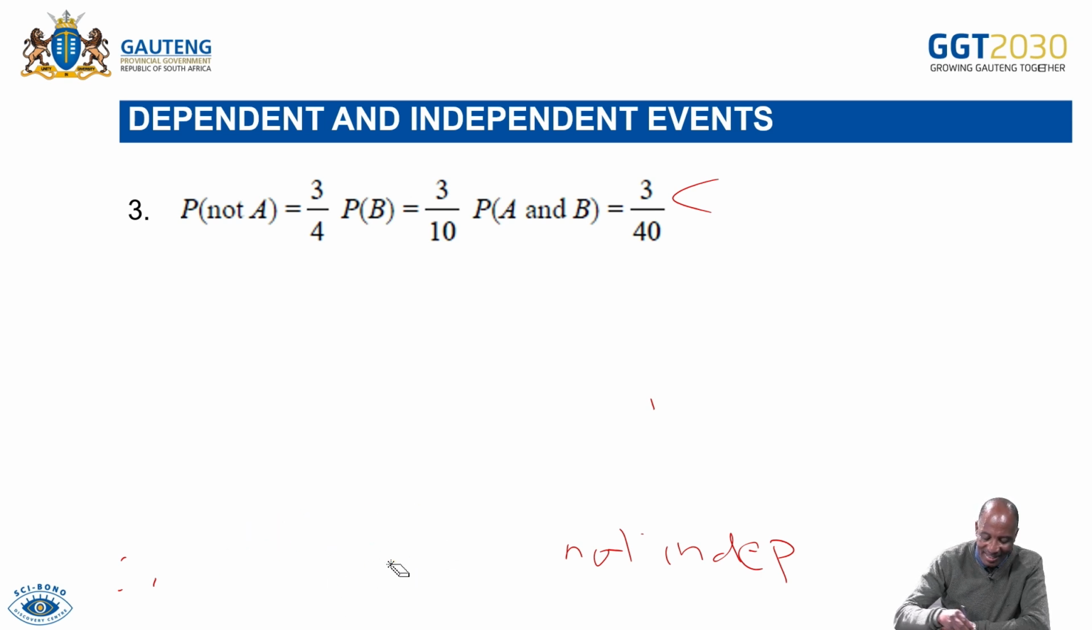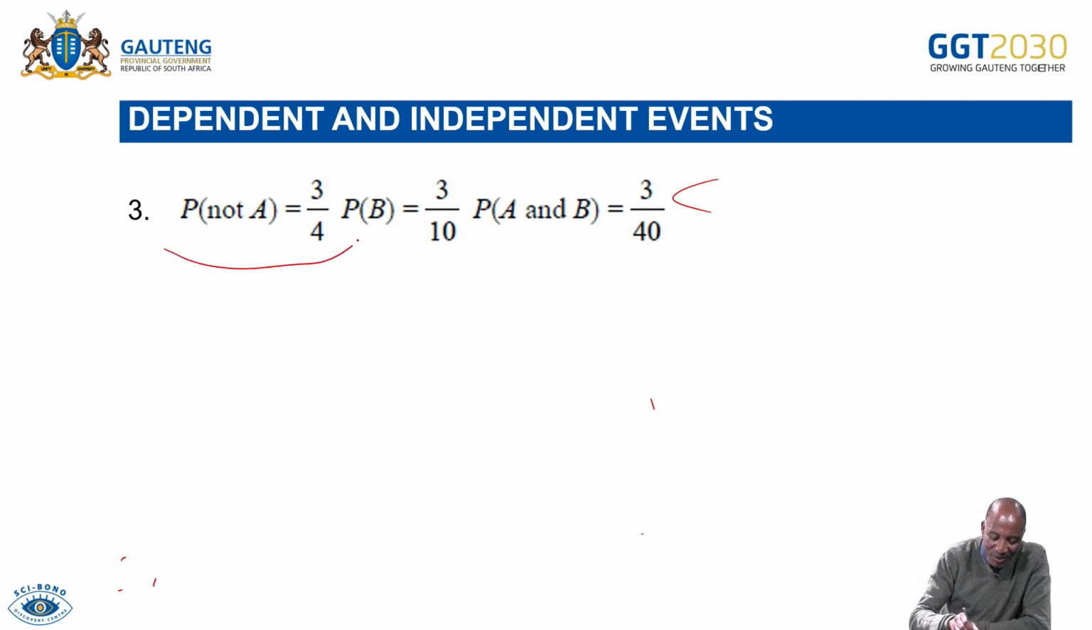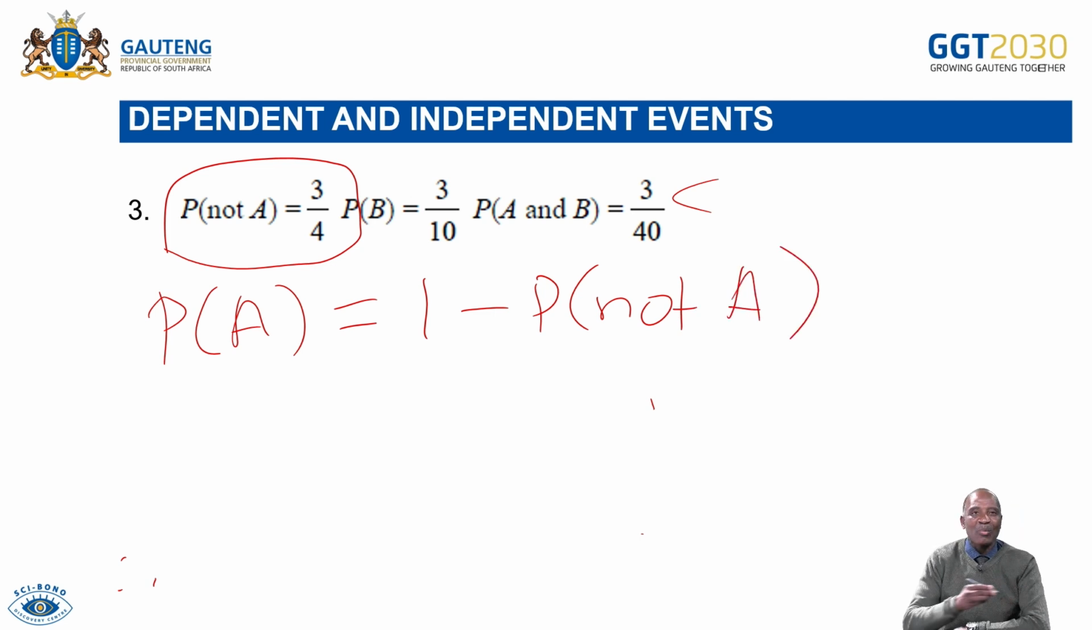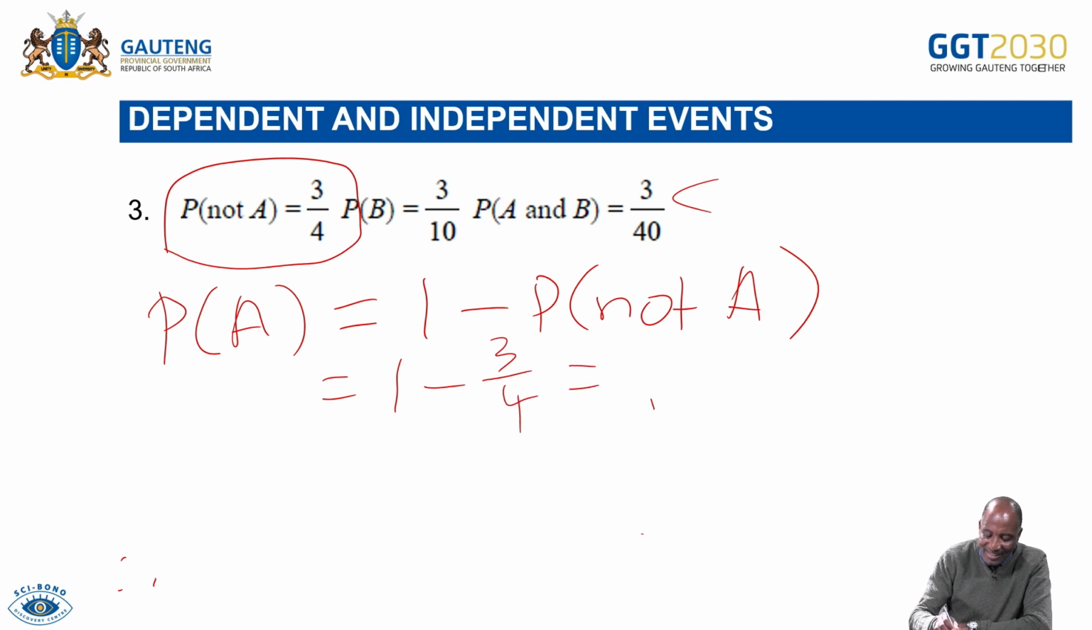Let's look at it again. This read probability of not A, and I interpreted it as probability of A. So yes, you can use the complement rule there to say the probability of A itself is equal to 1 minus the probability of not A. So the complement of this is going to be 1 minus 3 divided by 4. This will then give us a quarter. Well done. Thumbs up on that.